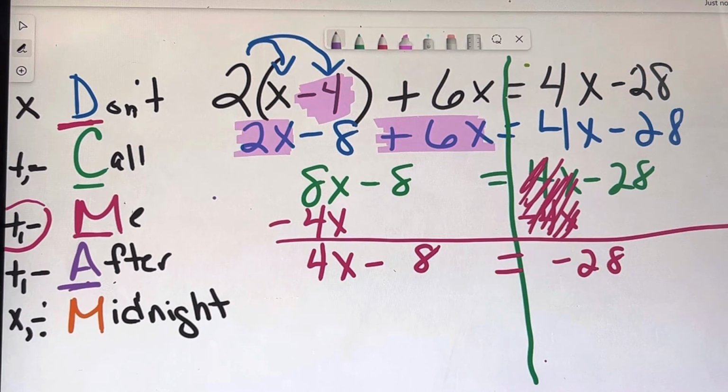So the A means to add or subtract the constant, or what I call the lonely guy. The lonely guy is on the side with the variable, but he's not with the variable. So if I look at the -28, he's not on the side with the variable. I don't care about him. I only care about the number that's next to the variable because I want to get the variable alone. So in this case, it's -8.